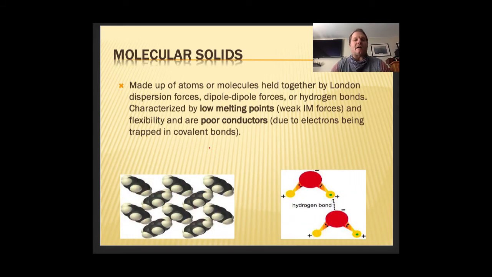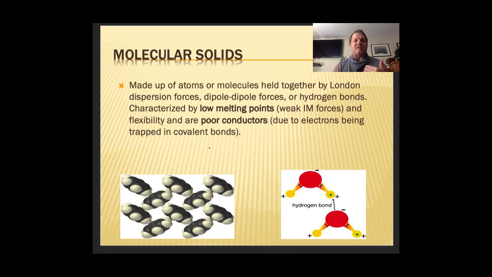The last thing we're going to talk about are the different types of solids. The first one being molecular solids. We know molecular solids are made up of atoms or molecules held together by London dispersion forces, dipole-dipole forces, or hydrogen bonds. Those are fairly weak. Again, it's partial positive, attracted to its neighbors, partial negative, not very strong.